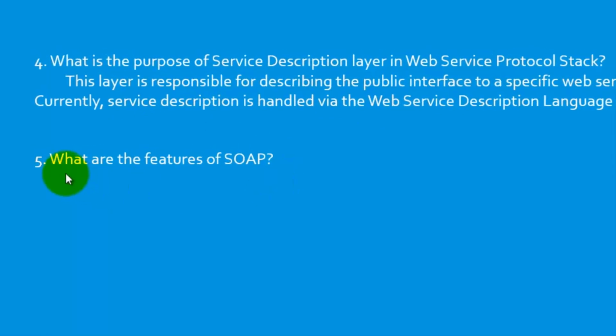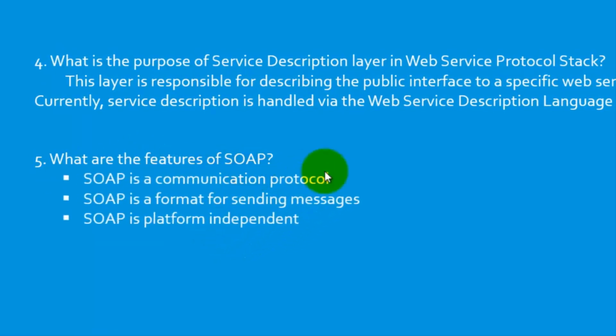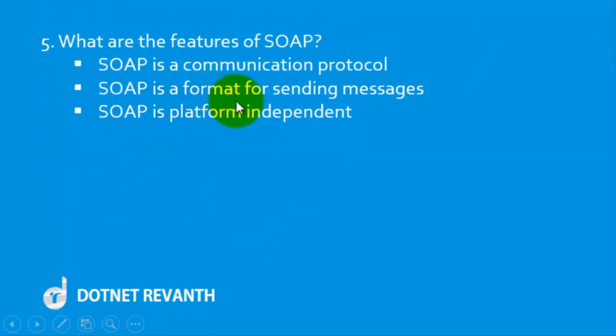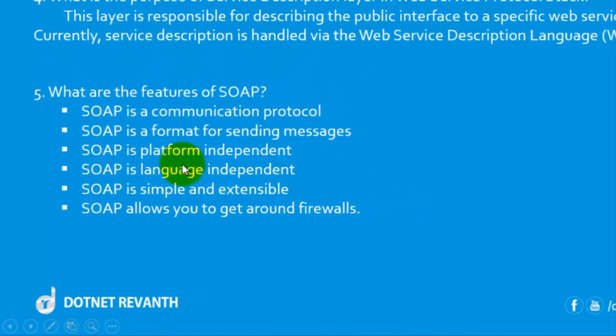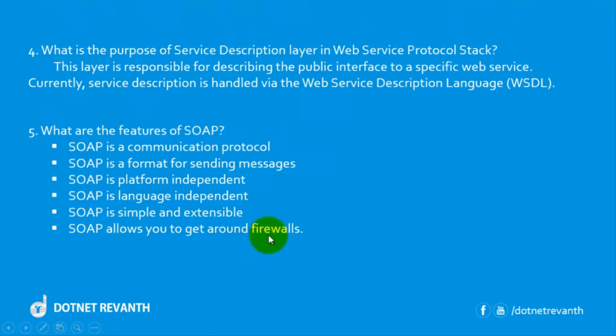Fifth question: what are the features of SOAP? SOAP is a communication protocol. SOAP is a format for sending messages. SOAP is platform independent and language independent. SOAP is simple and extensible. SOAP allows you to get around firewalls, because it uses XML based communication.